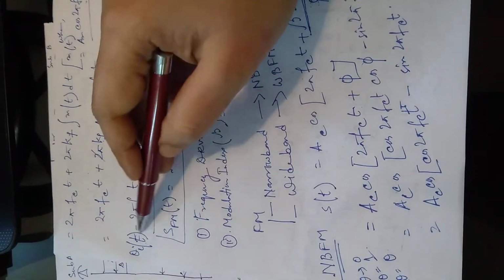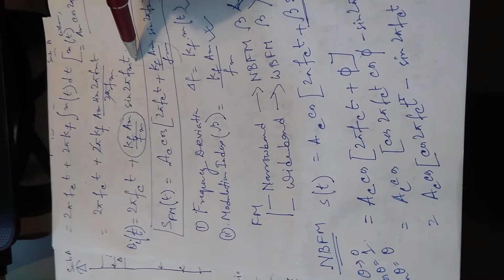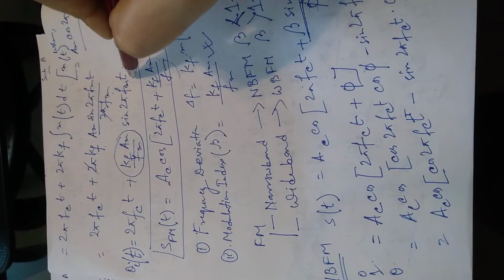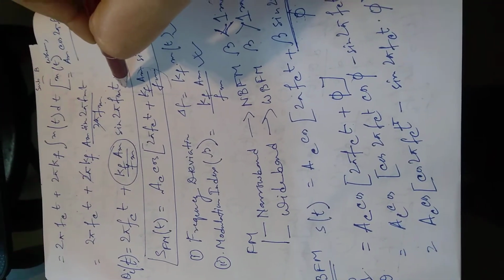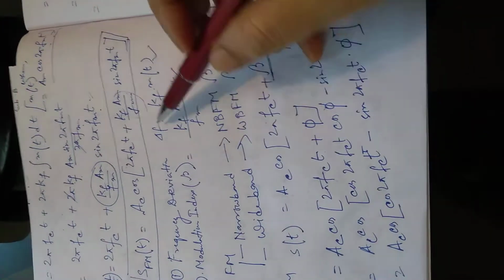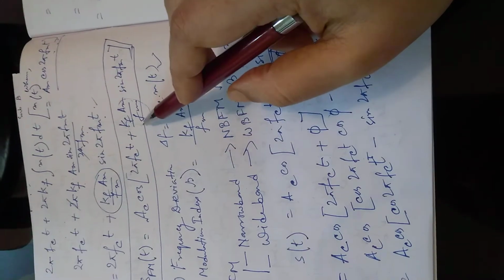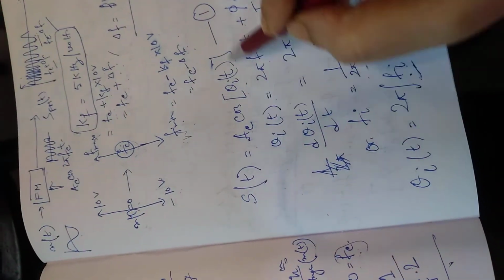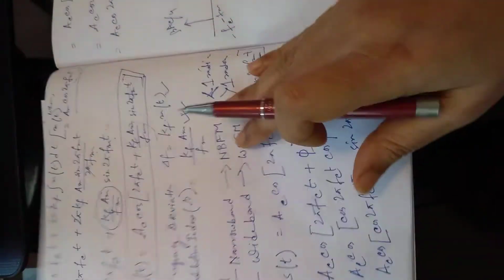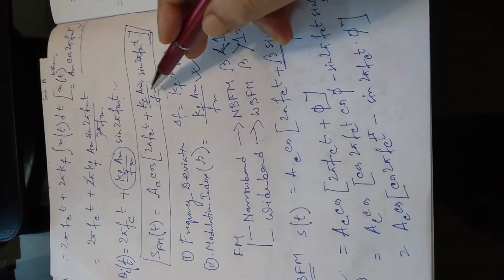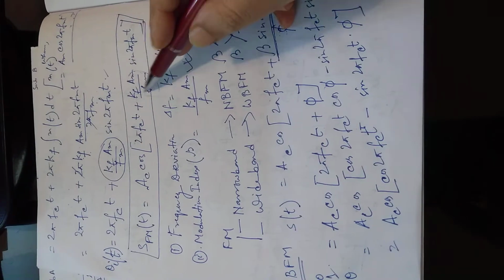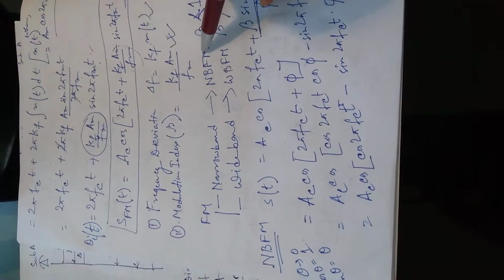My modulated angle now becomes like this: 2 pi fc t plus kf Am by fm sin 2 pi fm t. So finally this frequency modulated signal I can write in this way: Ac cos 2 pi fc t, with the theta i(t) value substituted here in this equation 1. So from here I got this formula: beta equals kf Am by fm.